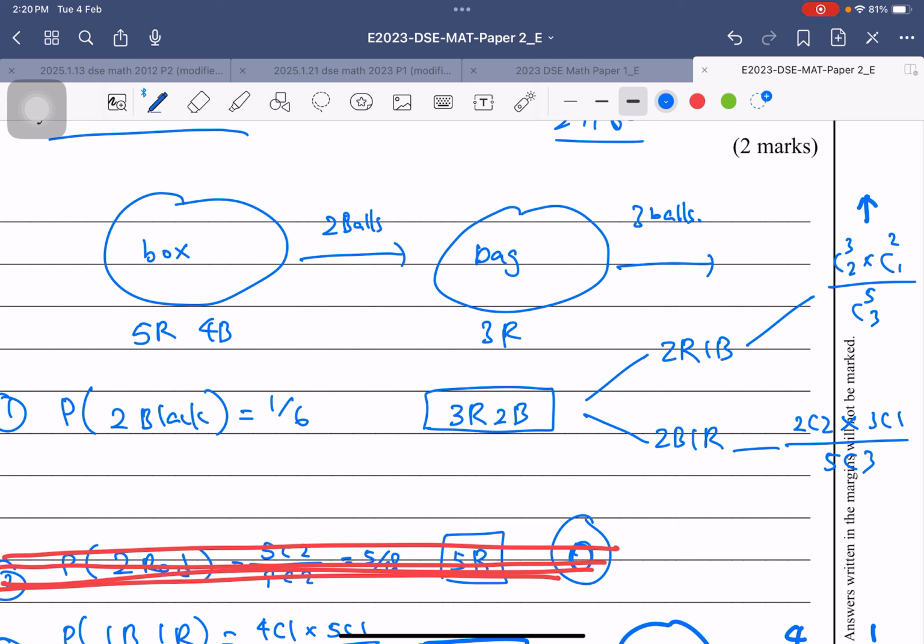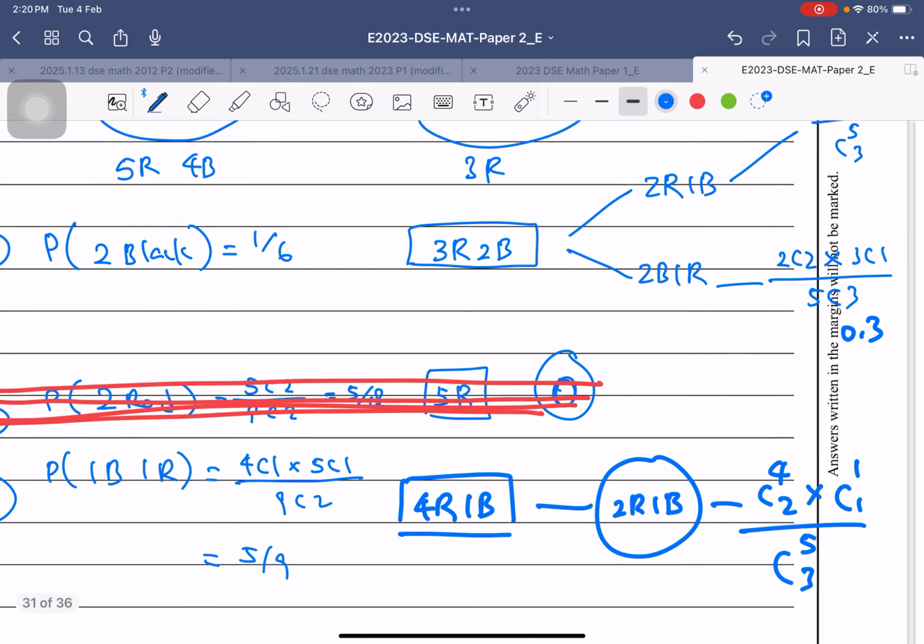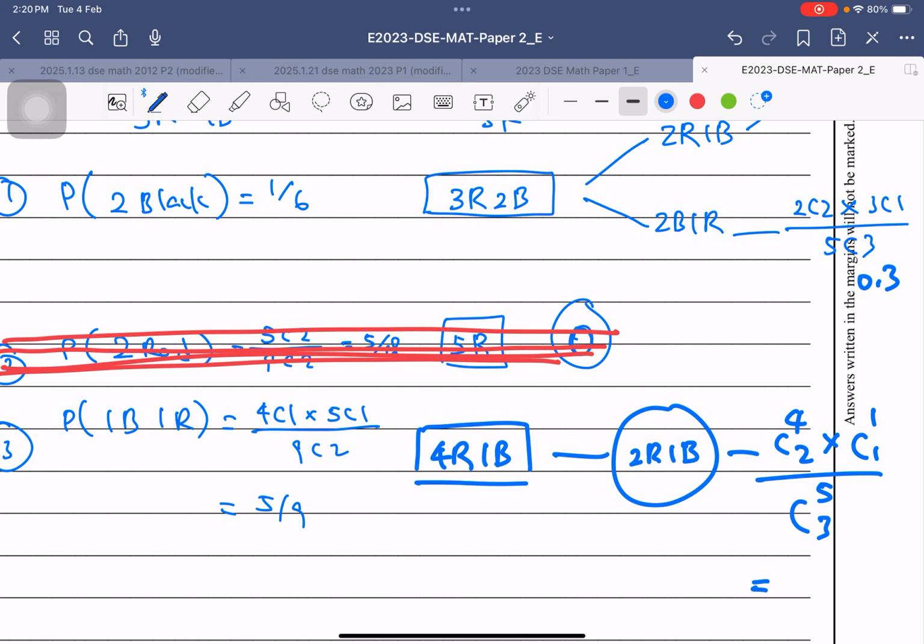So you calculate what this is equal to. This is giving you 3 times 2 over 5, 6 over 10, 0.6. Then what's this equal to? Three over 10, so 0.3. And then what's this equal to? Zero point 6, 0.6.